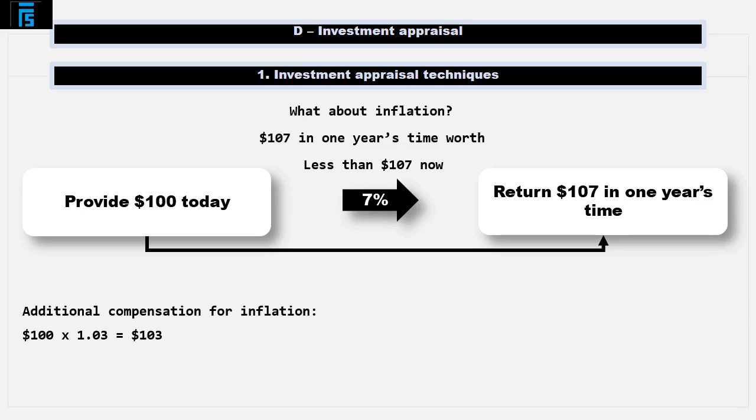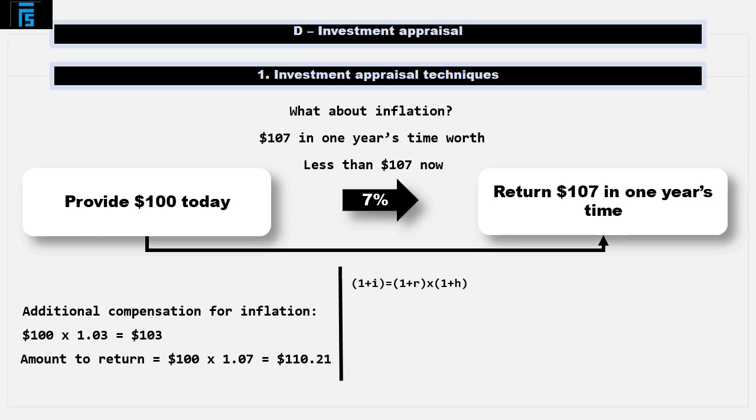With $103, you could buy the same stuff at the end of the year with your money that you could at the start of that year. If I want you to be able to buy 7% more stuff at the end of the year when there's 3% inflation, I'd need to give you $103 times 1.07 equals $110.21.